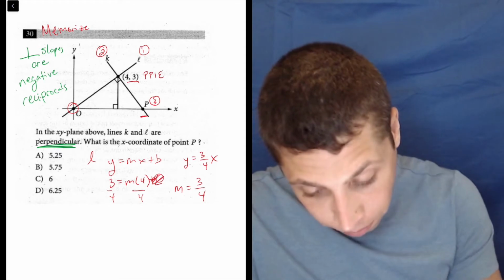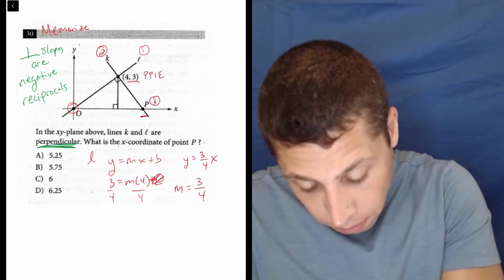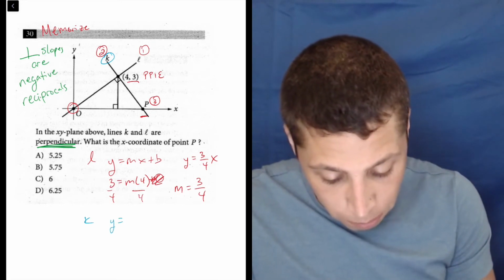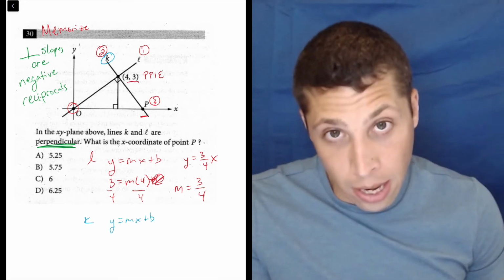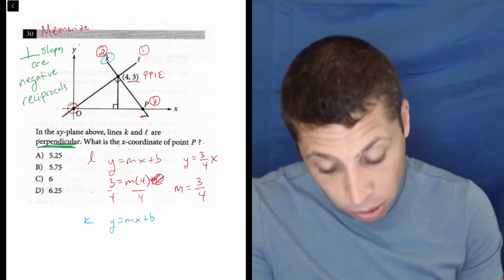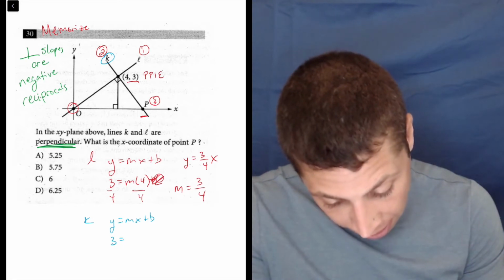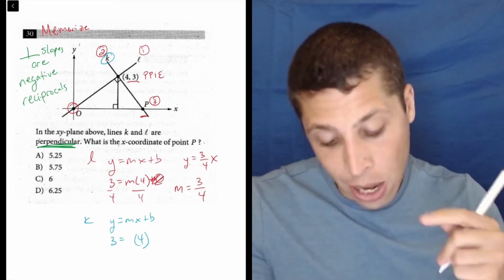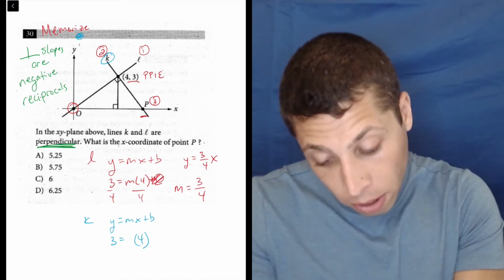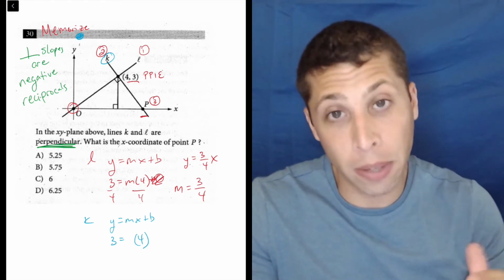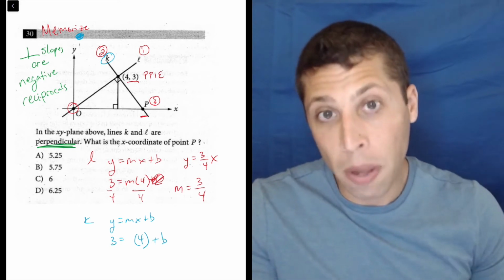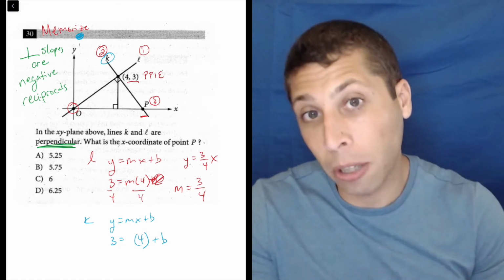This is line L. Let's move on to line K. So we're going to use y equals mx plus b. We still pass through the point 4, 3, so we should still use that as the x and the y. We don't know the y-intercept. Look, it's all the way up here off of the screen, right? So we don't even care what it is ultimately, but we're going to need it for the sake of the equation.